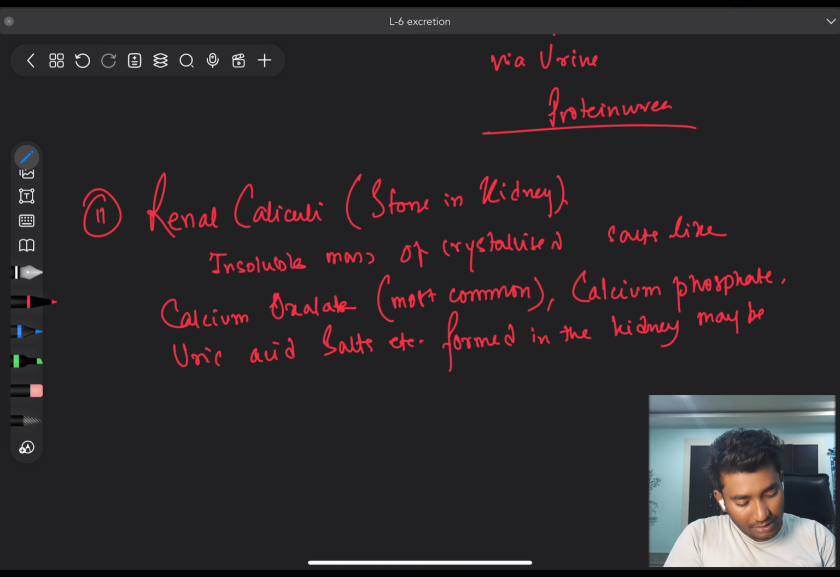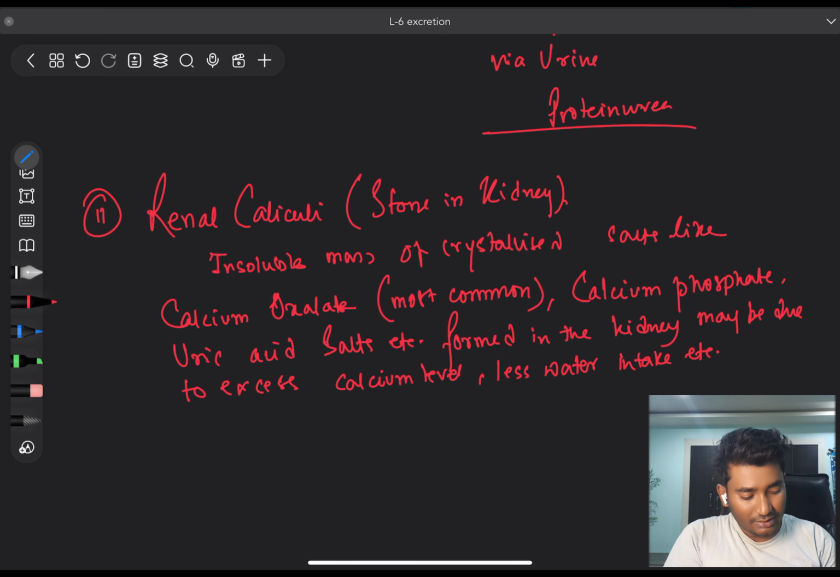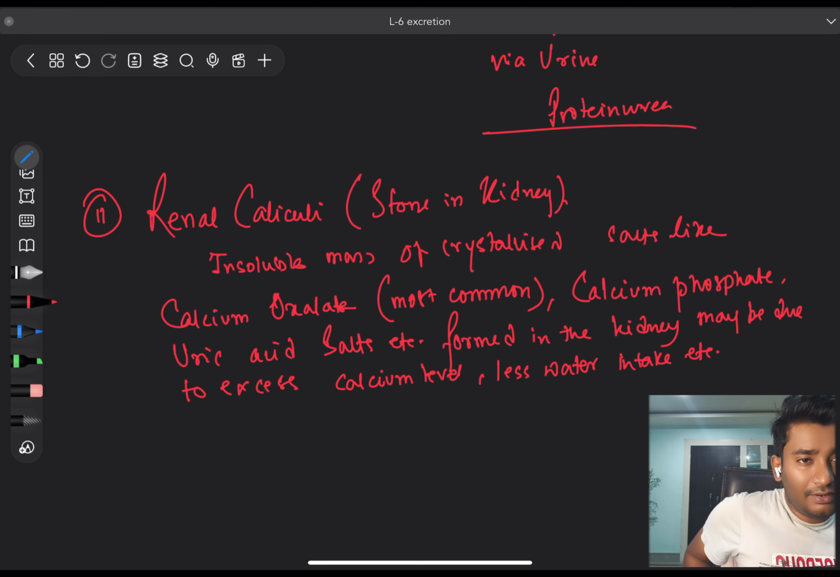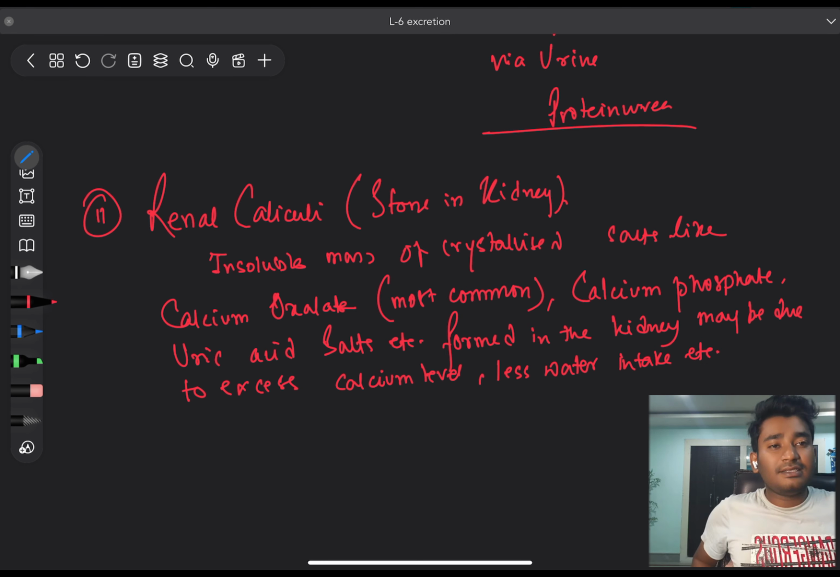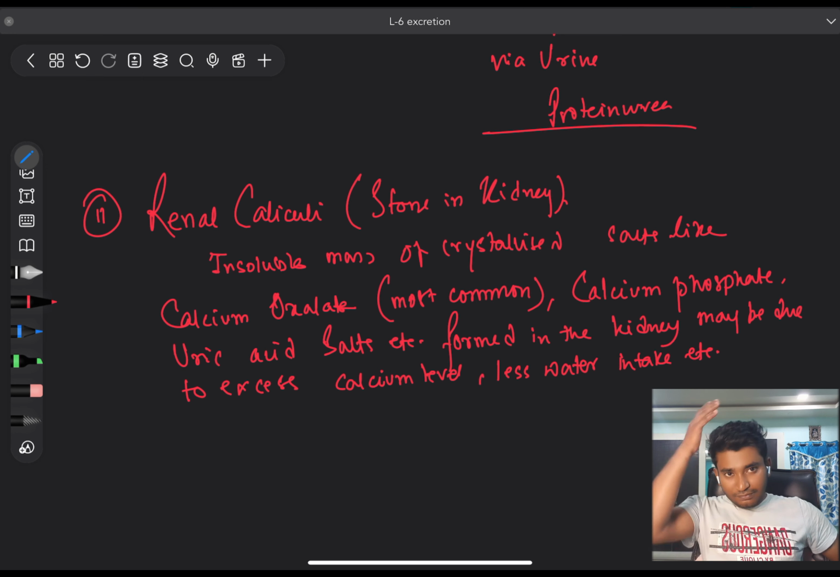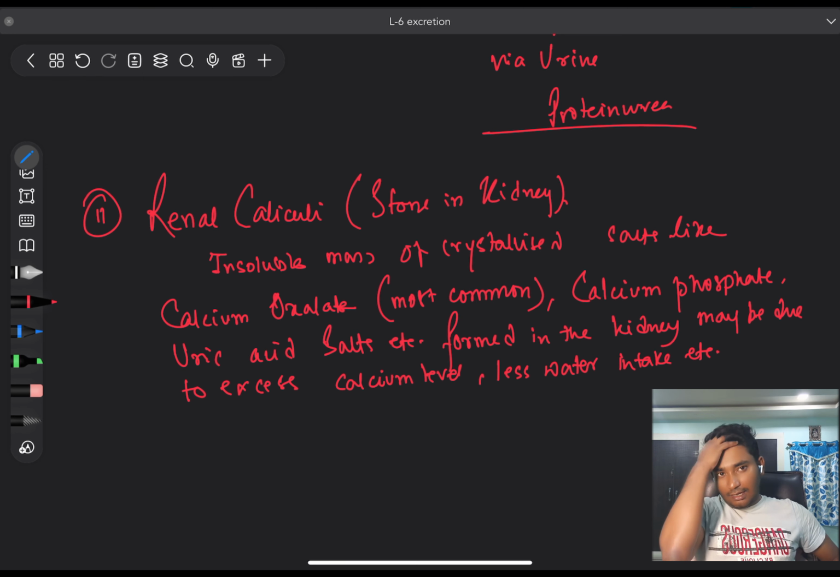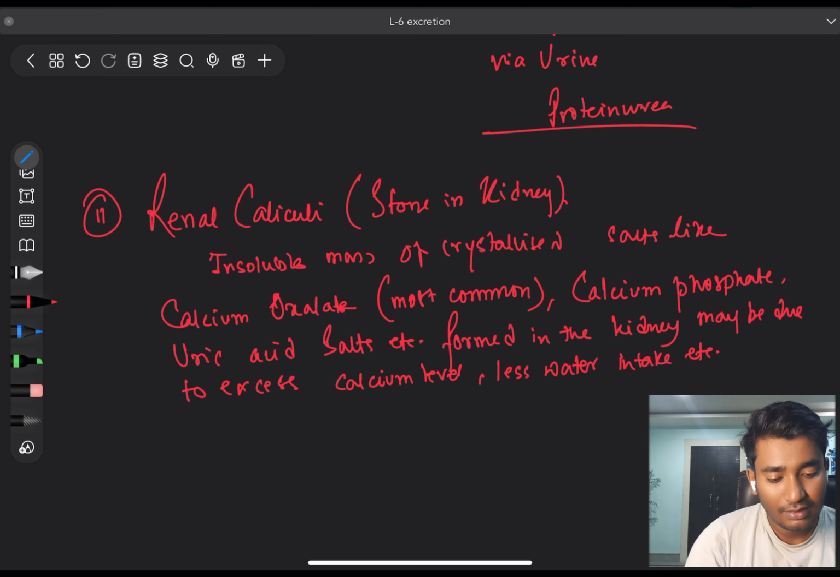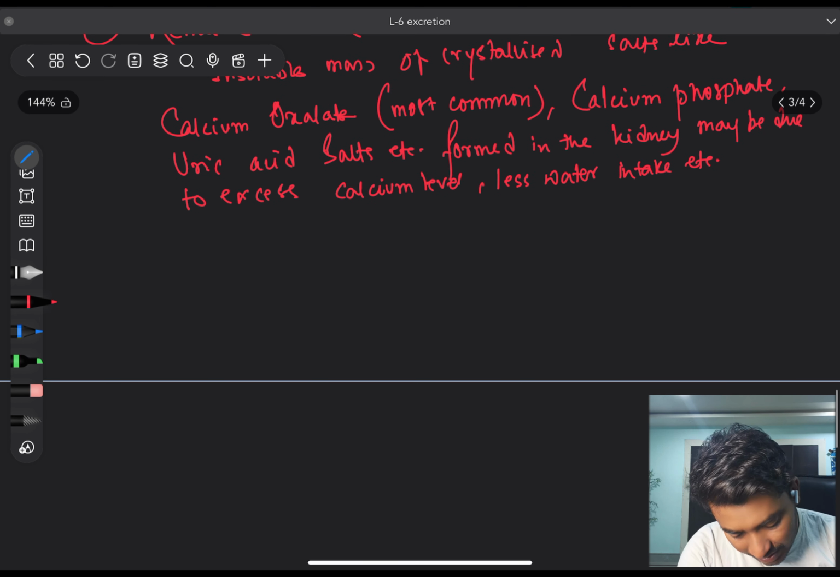It may be due to excess calcium level, less water intake, etc. These are the main reasons for renal calculi: excessive calcium deposition, or less intake of water. Okay, next we come to uremia.